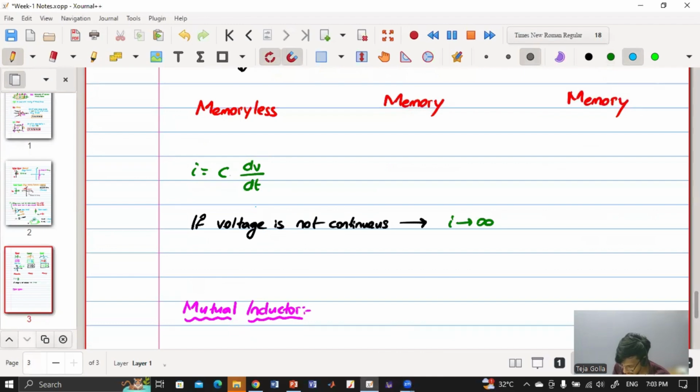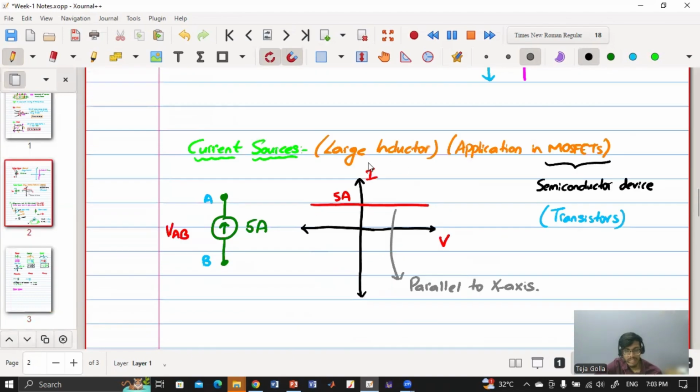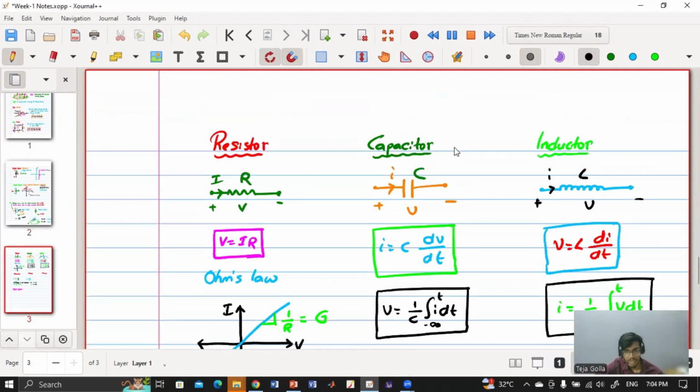Similarly, in the inductor, V is equal to L di by dt. Whatever is the voltage here is the current in the other one: here the capacitor voltage, and here the inductor current. If the inductor current is not continuous, then the voltage will become infinite. So current has to be continuous. If I consider a very large inductor, the current will not change instantaneously and will more or less remain the same. That's why I said a large inductor can be considered as a current source. So these are the applications of the capacitor and inductor.